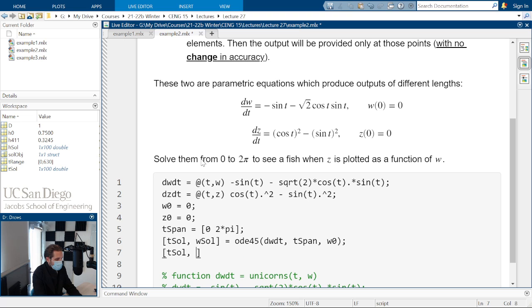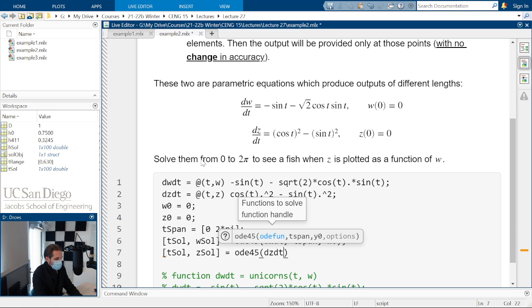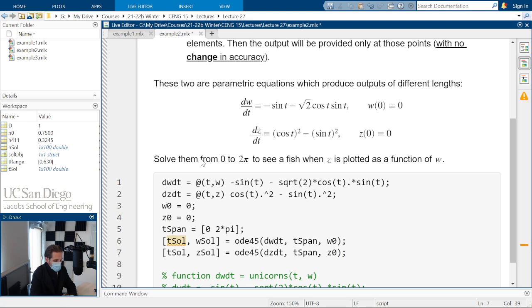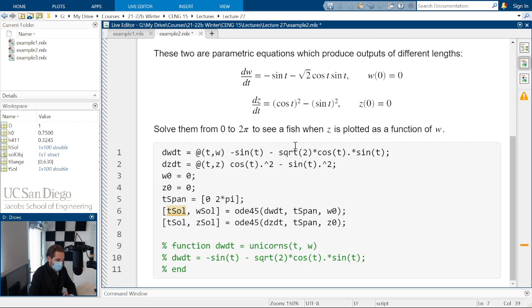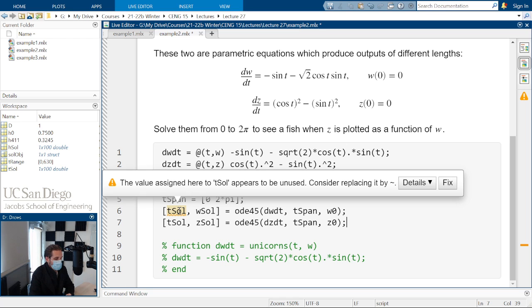And then we'll do this again for z. ODE 4.5, we're going to solve dz dt for the same t-span, but with a different initial condition. So Matlab has sort of highlighted for us. You can see it's in orange here. It thinks there's something wrong with t-sol. So if I hover on top of t-sol, it says it appears to be unused.